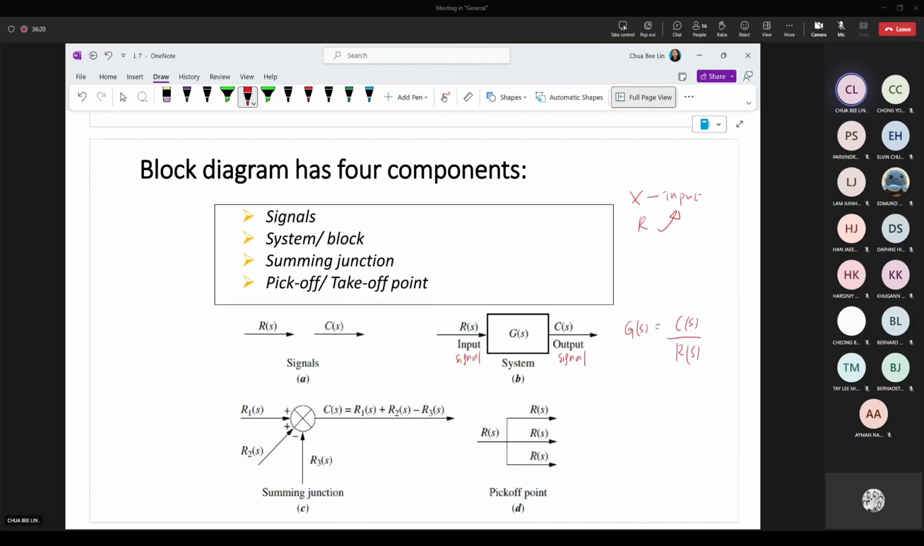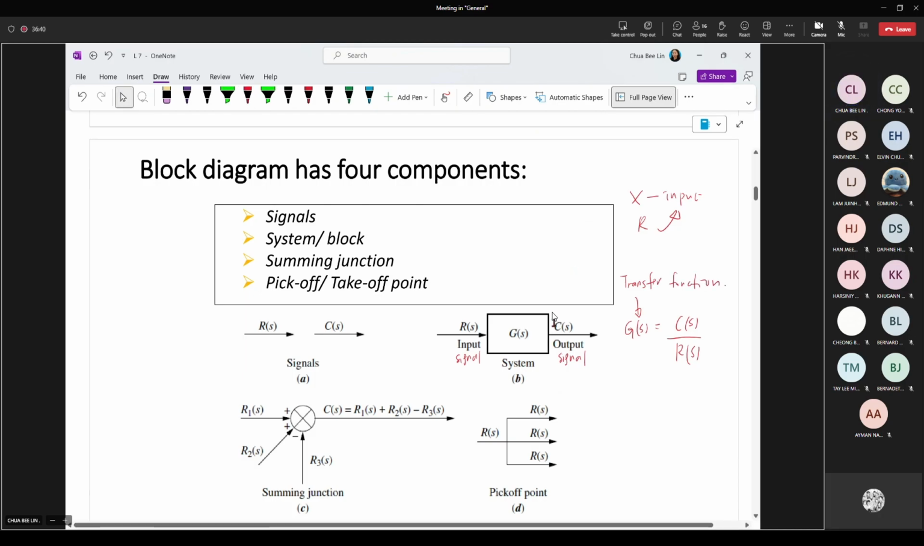So you can see all the equations are actually in the s domain. Transfer function in the s domain. So this one is a function of s. So output over the input will be your transfer function. So this one stands for your transfer function.